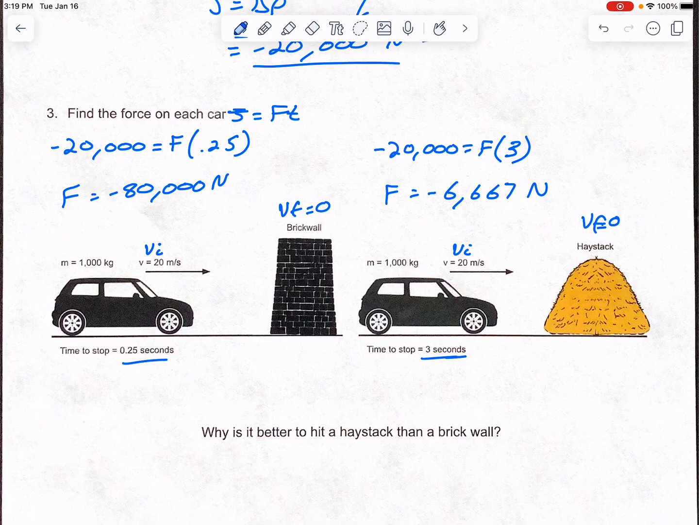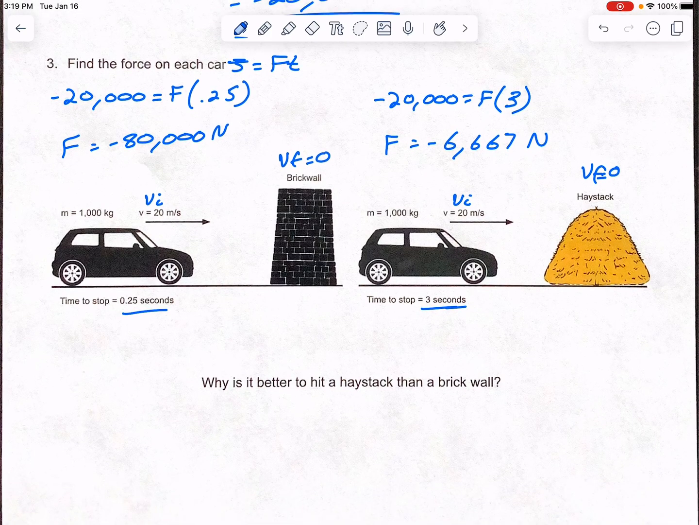So why is it better to hit the haystack than a brick wall? It's because if you increase the time, you're going to decrease the force. If you increase the time to stop, the force has to be lower. Okay, so this is why, like in football, your helmets are designed to give instead of being rigid. If it was rigid like a brick wall, then that basically means your head stops on a dime, which is very bad.